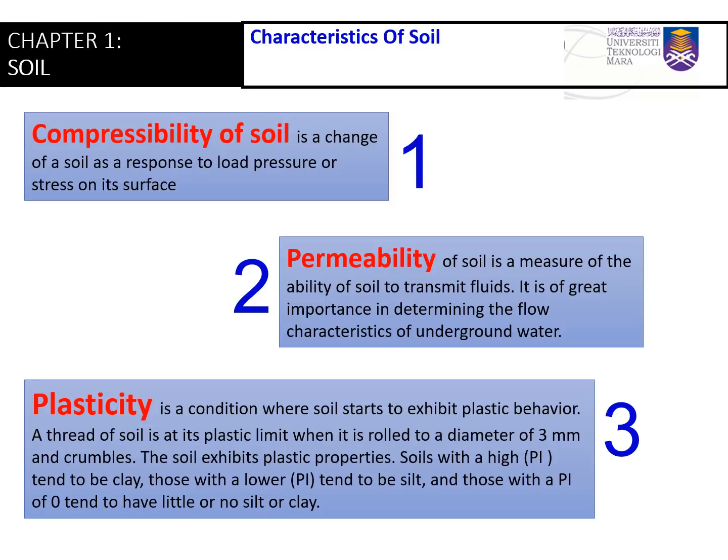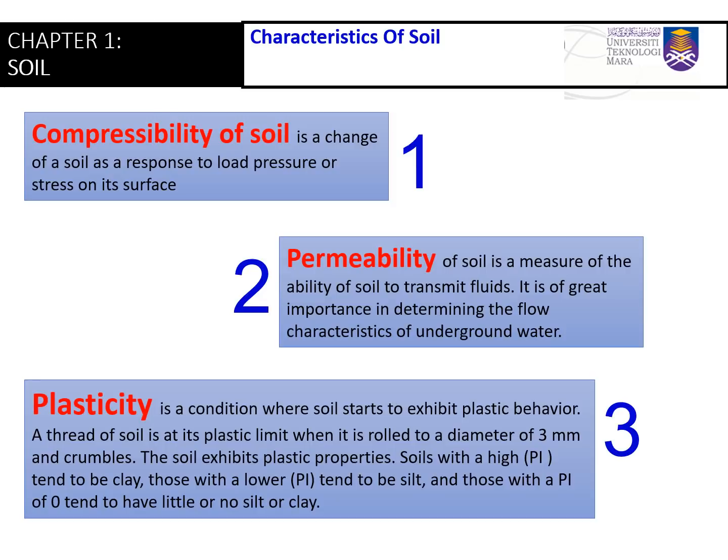Characteristic of soil. Soil, if you want to know whether it's cohesive or non-cohesive, we can do different tests. The first test is compressibility. So the compressibility of soil is the change of soil as a response to load, pressure, or stress on its surface. So if it's easily compressed, meaning it's cohesive soil, because non-cohesive soil is not easy to compress. It needs vibration.